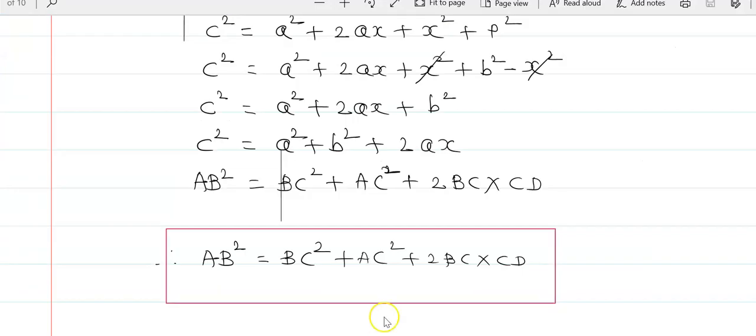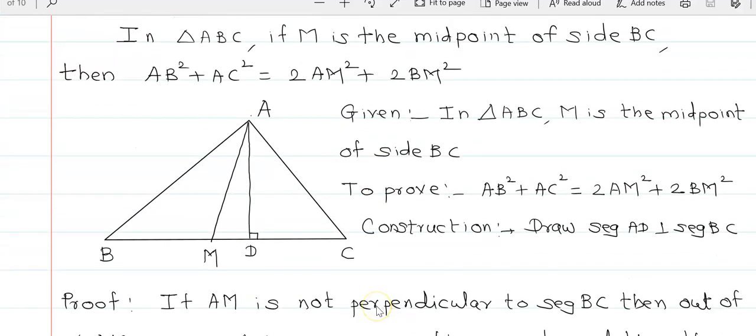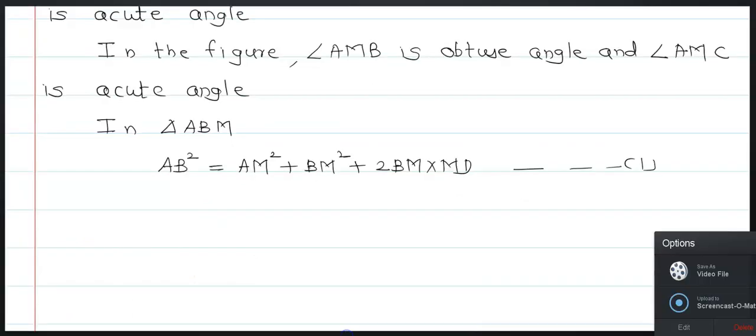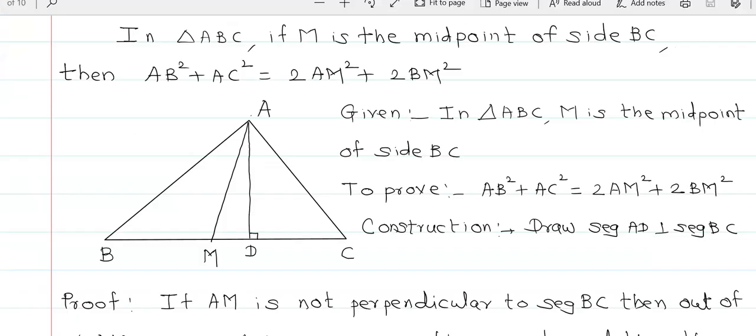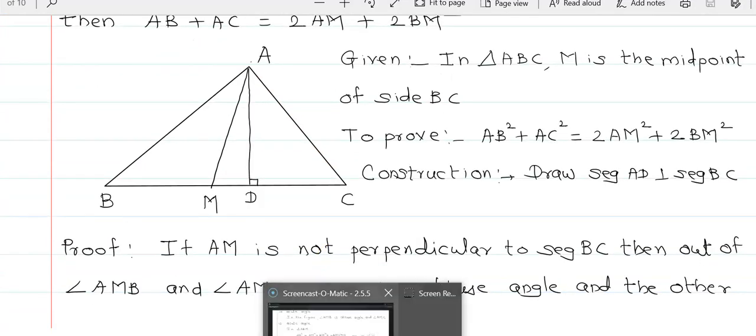Again, we will see here. This is the figure and the triangle AMB. We are considering the triangle AMB. AB square is equal to AM square plus BM square plus 2 times BM into MD.